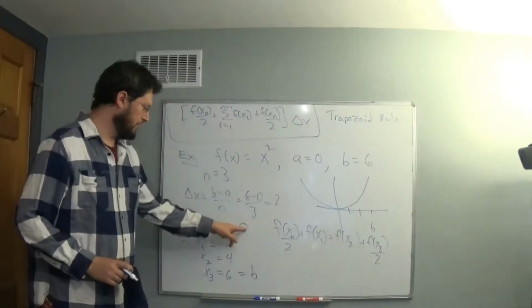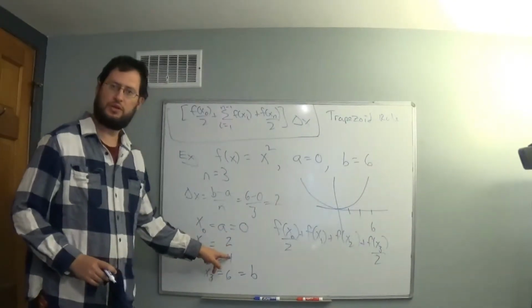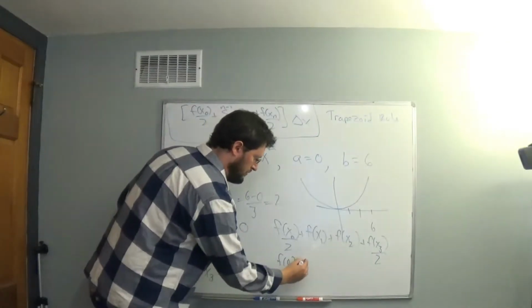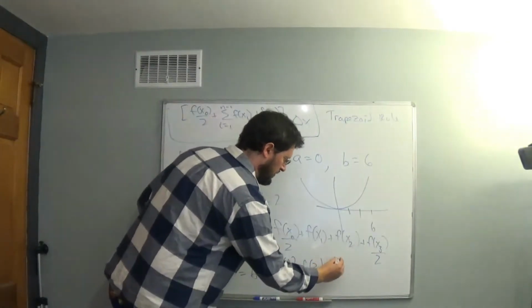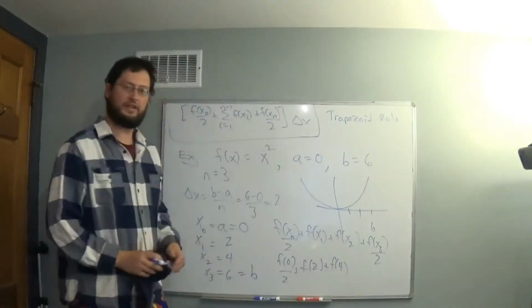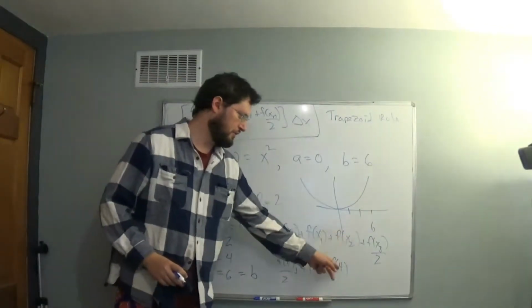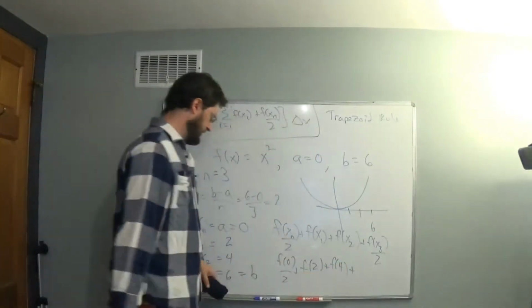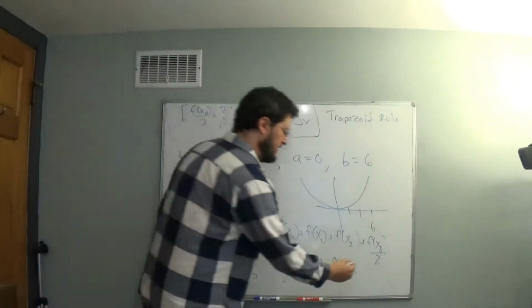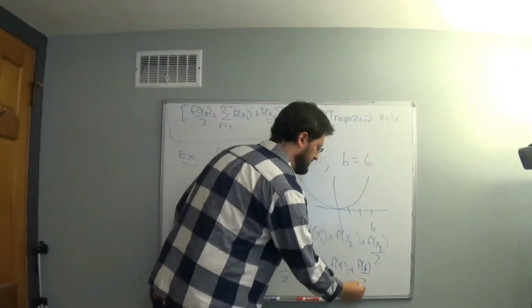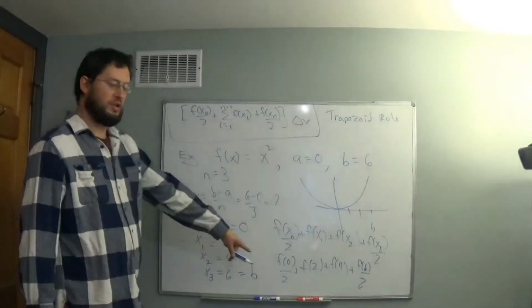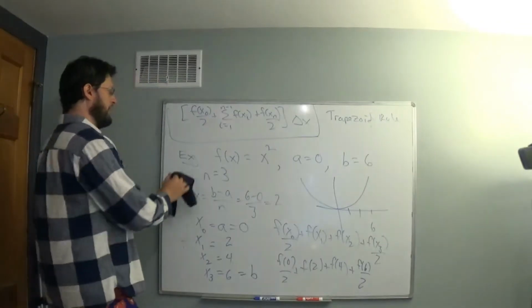Now we're just plugging in for x0, x1, x2, and x3, so that's f at 0 over 2 plus f at 2 plus f at 4, since x1 is 2 and x2 is 4 from right here. And finally, f at x3 is 6, so f at 6 over 2. Now we just have to plug these values into our function, add them up when we're done.